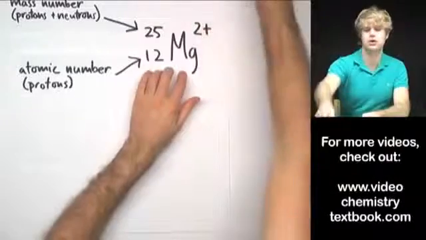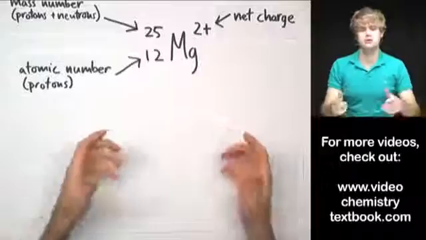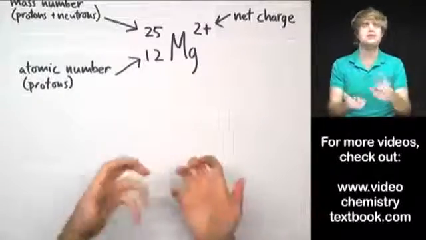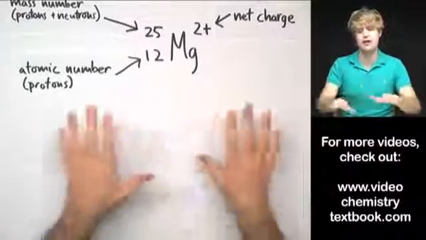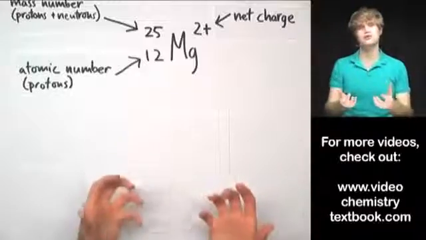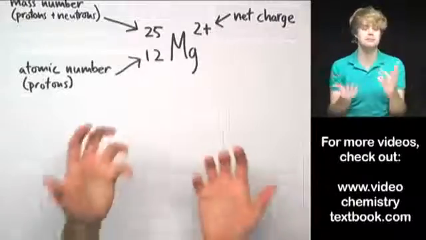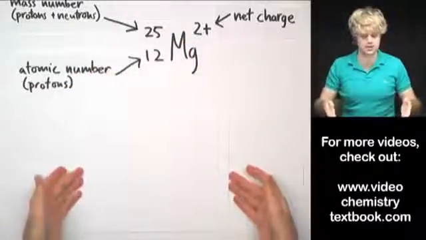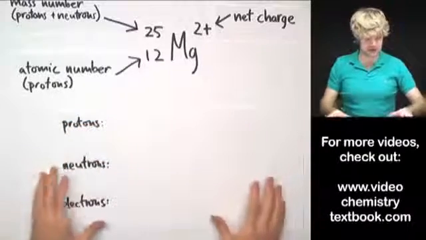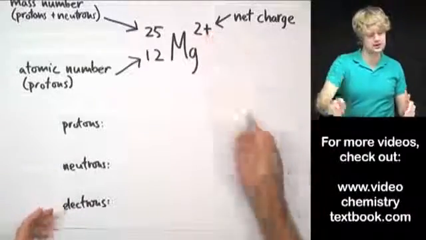Then we've got 2 plus here, and this represents the net charge of this atom. So we've got protons and electrons, and they balance each other out. If we have the same number of protons and electrons, we have a net charge of 0. But unless we have the exact same number of protons and electrons, the atom is going to have a charge that's a little bit negative or a little bit positive, and that's what the net charge represents. When we write something in isotope notation, it's usually because we want to find out the number of protons, neutrons, and as I said, sometimes electrons if you're adding the net charge in here.